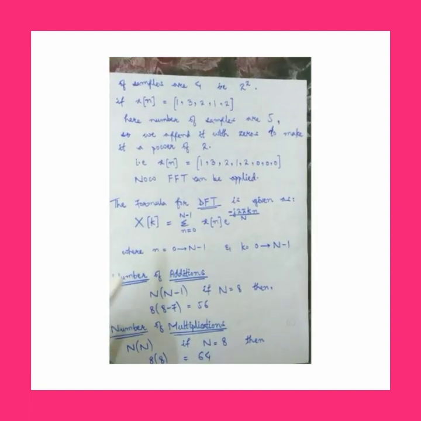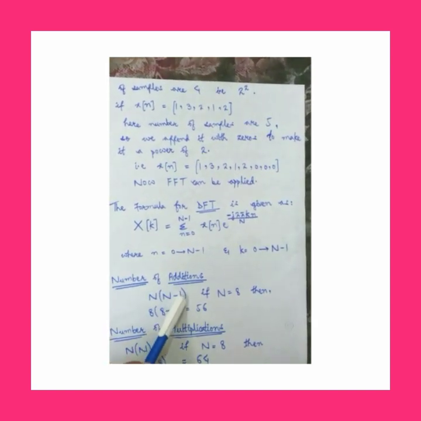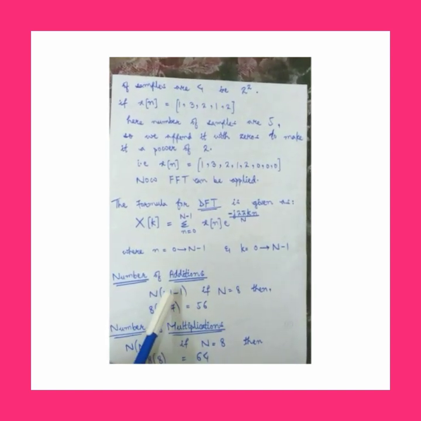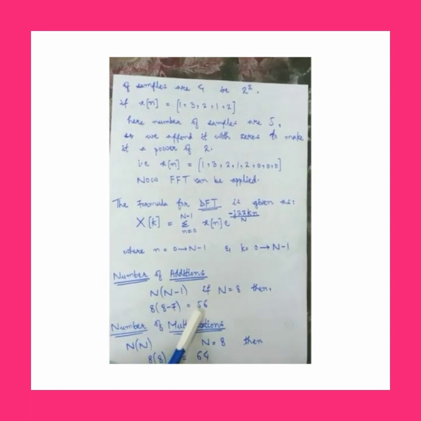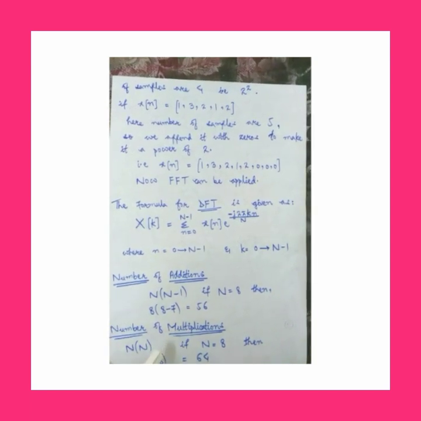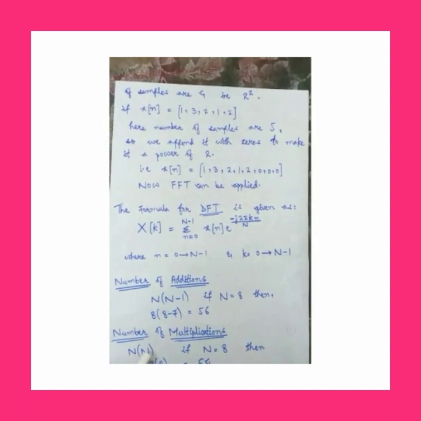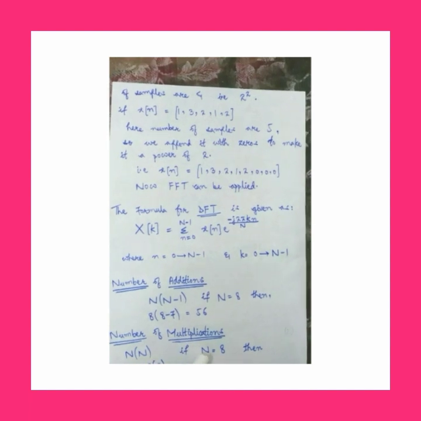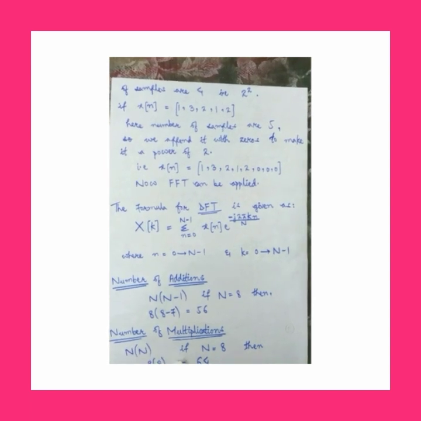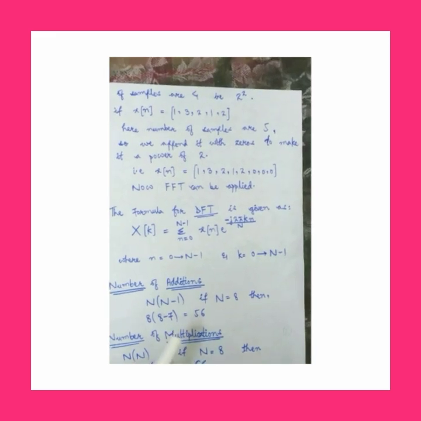Now if we discuss the number of additions in this case, the simple formula for this is N into N minus 1. If N is equal to 8, simply you will put N equal to 8 in this formula and find the number of additions, that is 56. And for the number of multiplications, that is how many multiplications you require, you'll use this formula N into N. For instance, if N is equal to 8, then you'll simply put it in this formula and find 64. That is the number of multiplications required in this operation.